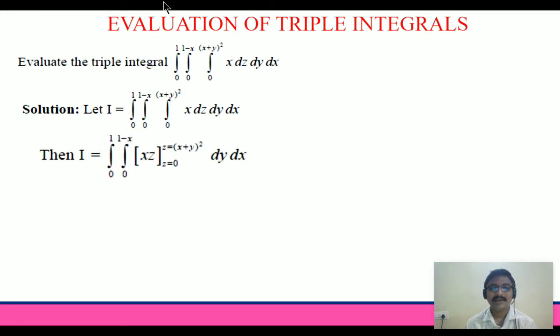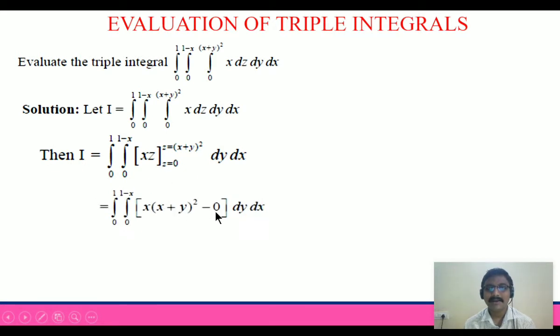Then I is, while integrating with respect to z, we have to keep x as constant, x kept as silent. One integration is z. Z limits are 0 to x plus y whole square. Now substituting in place of z, upper limit minus lower limit. Now clearly the triple integration now becomes double integration.